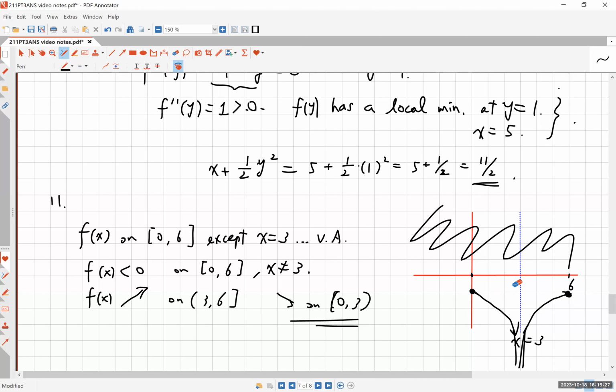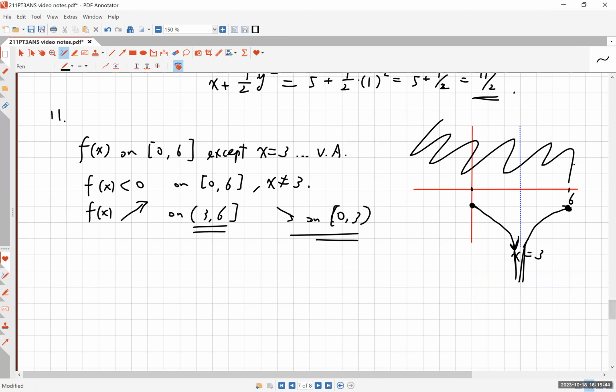We don't know where it starts, but it cannot start up here. It has to start below the x-axis, and it has to go down to negative infinity as x approaches 3. And then after 3, it has to be increasing. So the graph has to go like this. Again, it never goes above the x-axis.